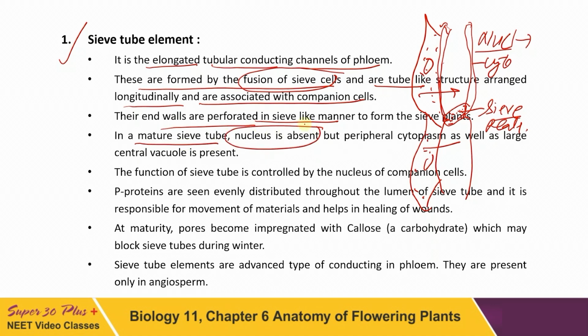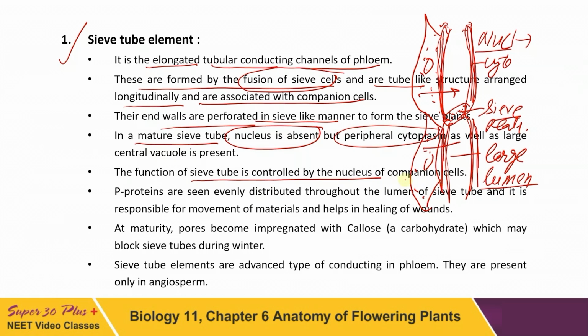The nucleus is absent, but peripheral cytoplasm is there. As I told you, this is the thin layer of cytoplasm towards the periphery, and otherwise we have a large lumen, because through the lumen only the organic substances will be transported. Central vacuole is absent. The function of the sieve tube is controlled by the nucleus of the companion cells, as I told you. P protein is important. P protein is seen evenly distributed throughout the lumen of the sieve tube, and it is responsible for healing of wounds and for movement of material.